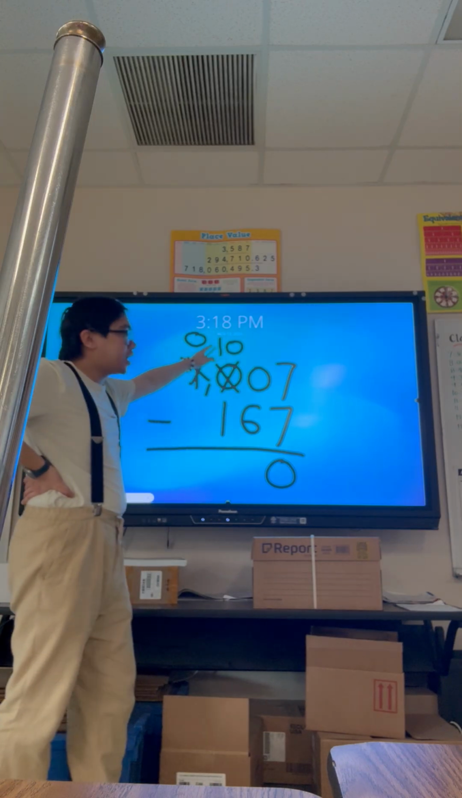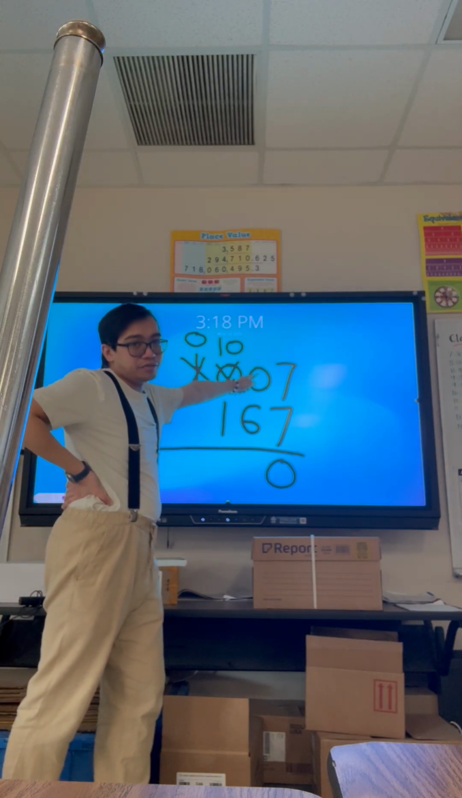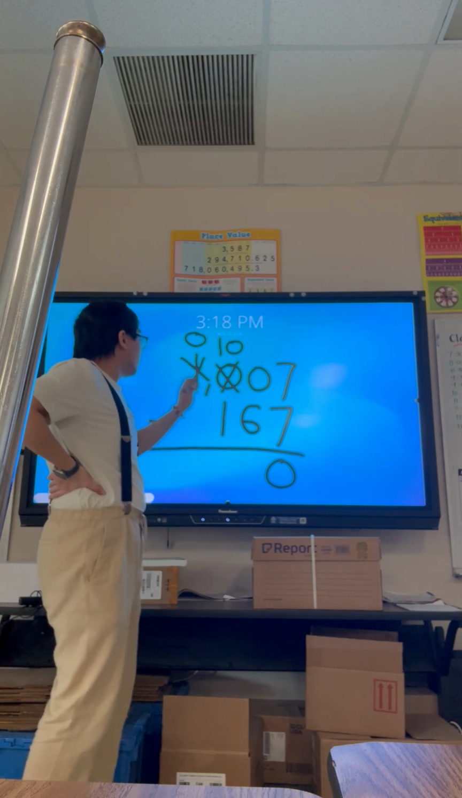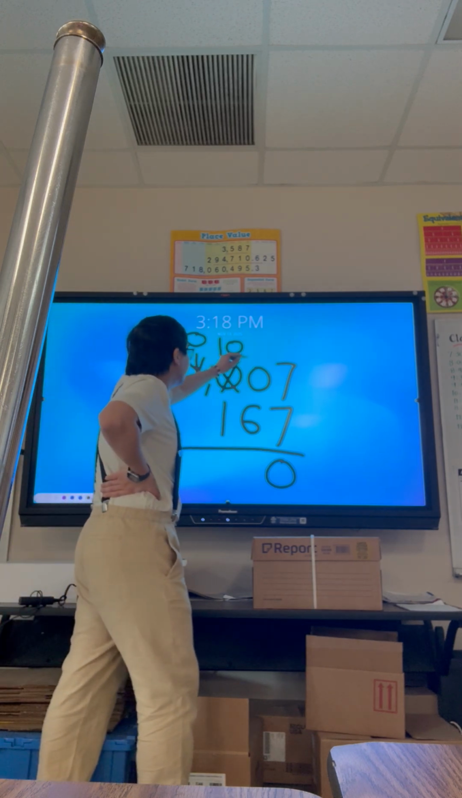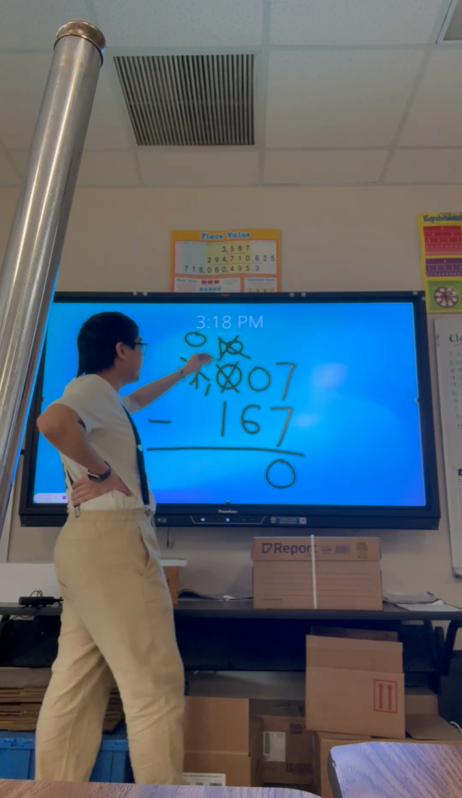So now we can subtract from the 10, but remember, we're also trying to change the 0 here from 0 minus 6 into something you can solve. So we're going to borrow from the 10. We're going to cross out the 10 again, and this is going to become a 9.